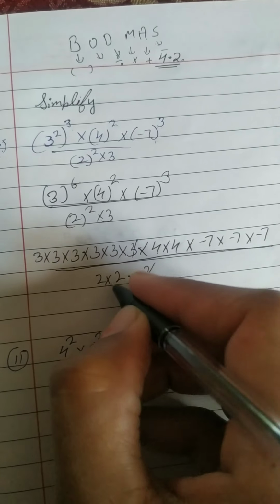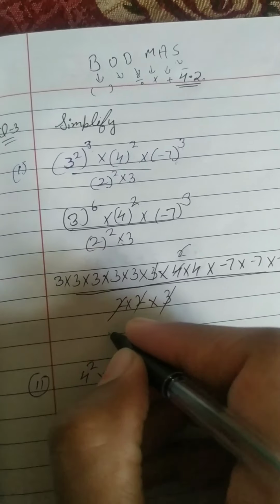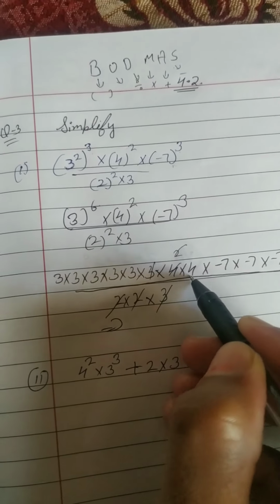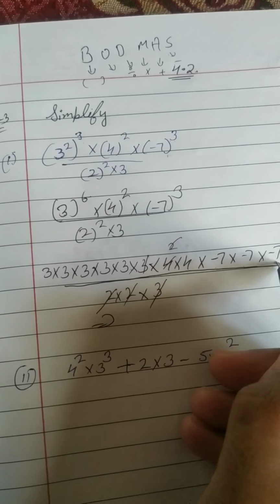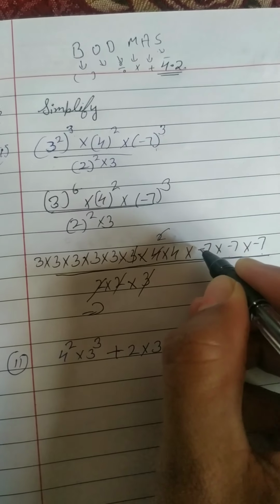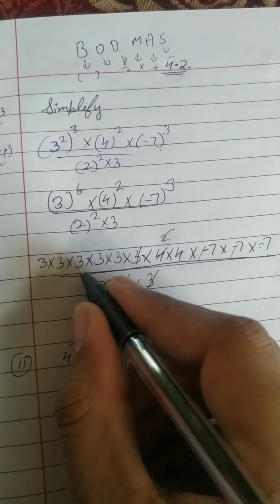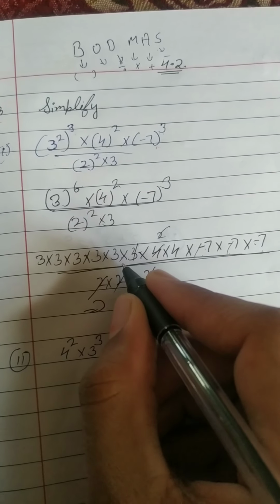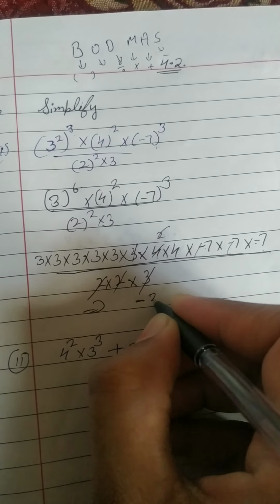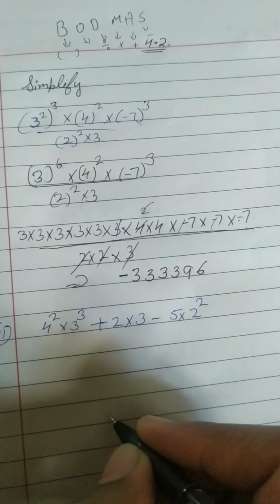3 and 3 cut. 2 1s are 2, 2 2s are 4, this 2 and 2 again cut. In the denominator nothing is left. In the numerator you have to multiply 3 into 3 into 3 into 3, then into 4, then into minus 7 into minus 7 into minus 7. This multiplication you will do yourself. See these negatives, minus minus cut, but this one minus is left, so minus will come in the answer. 3 3s are 9, 3 9s are 27, 3 27s are 81, 3 81s are 243, 7 7s are 49, and so on. You have to do it yourself. The answer will be minus 3396.